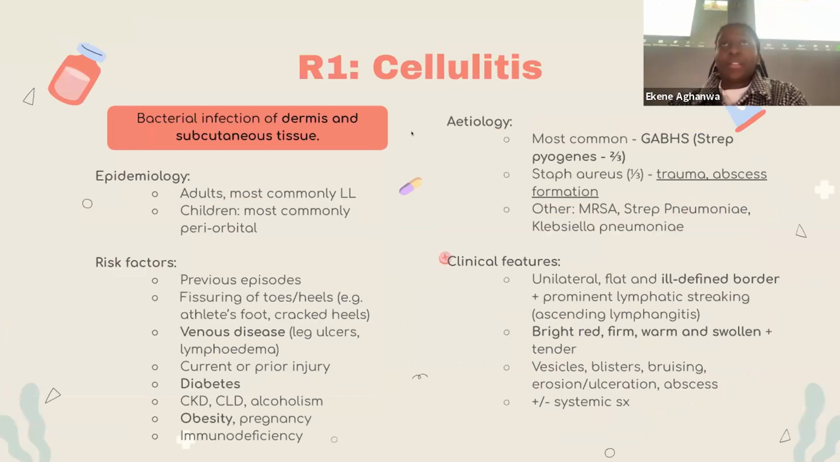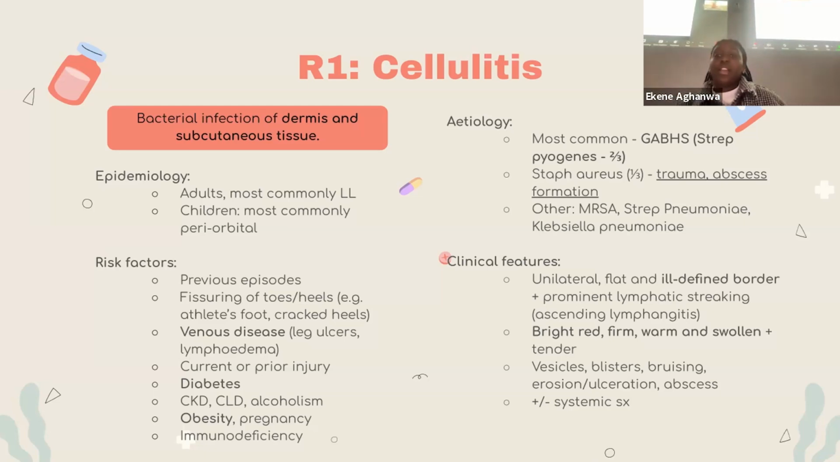Okay, so we'll start off with cellulitis. So this is a bacterial infection of the dermis and the subcutaneous tissue or the hypodermis. So typically, cellulitis will occur in the lower limbs of adults, or in children, it'll occur around the eyes, so the periorbital region. Some risk factors include any sort of injury to the skin that can be a means for bacteria to get in. Also fissuring of the toes or cracked heels as well. Anything like diabetes and venous disease can also be risk factors for cellulitis.